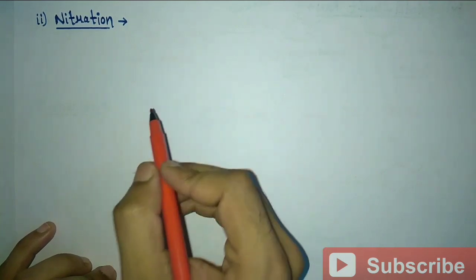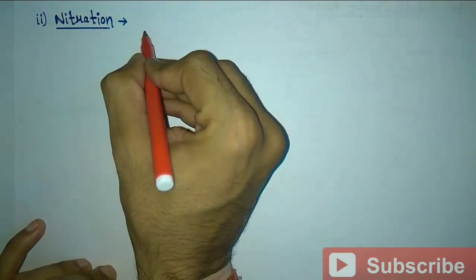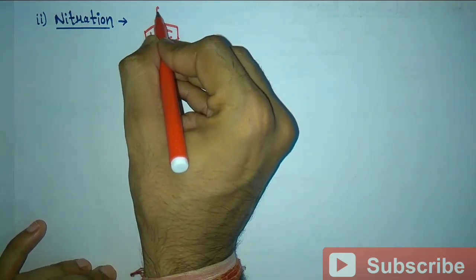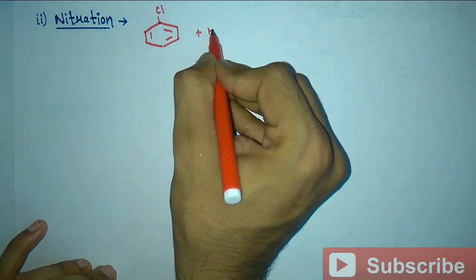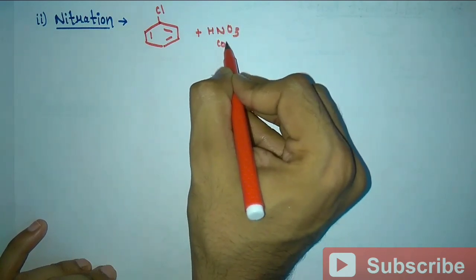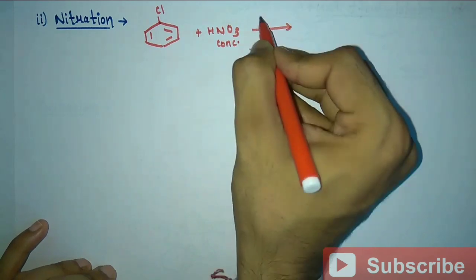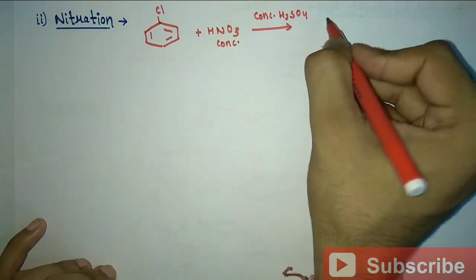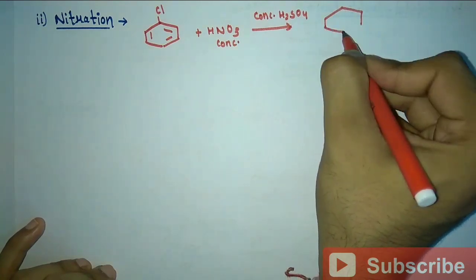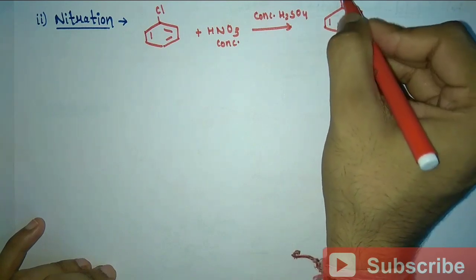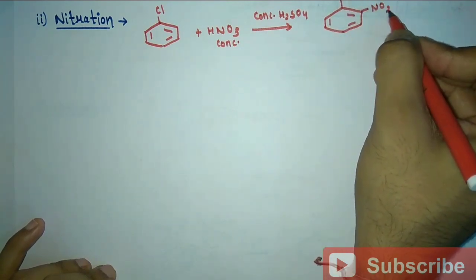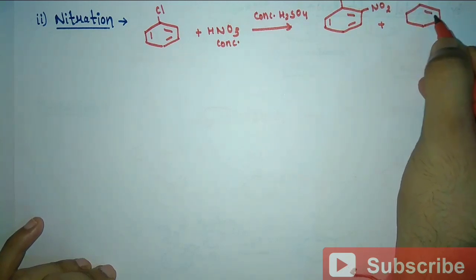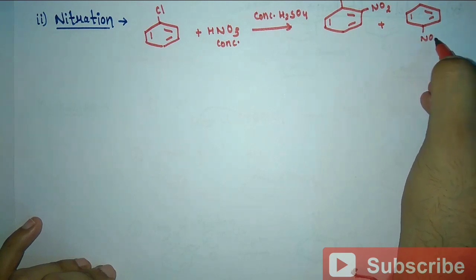Now let's come on to the nitration. So what happened in nitration? This is our chlorobenzene. When it reacts with concentrated HNO3 and concentrated H2SO4, the nitration occurs at ortho and para position. As I have already told you, the para one will be our major product due to the steric hindrance.